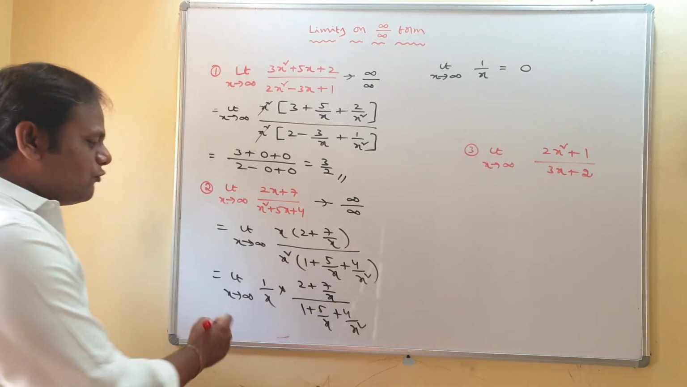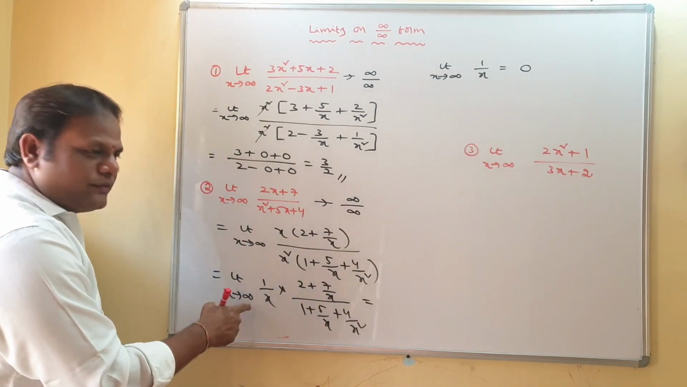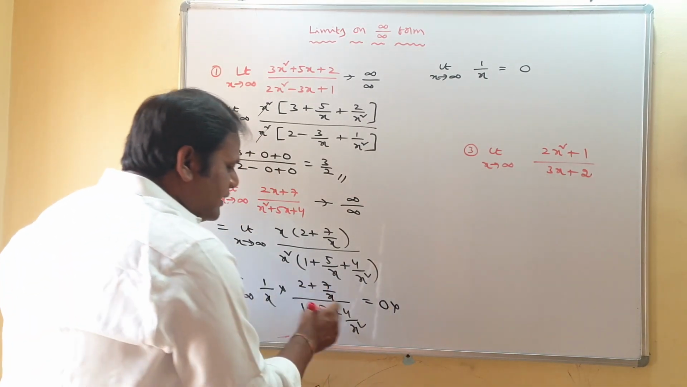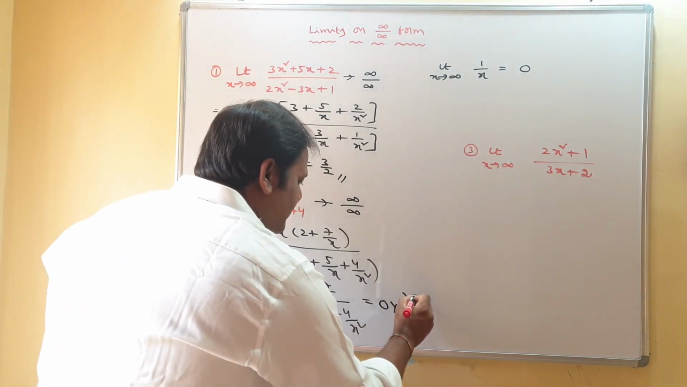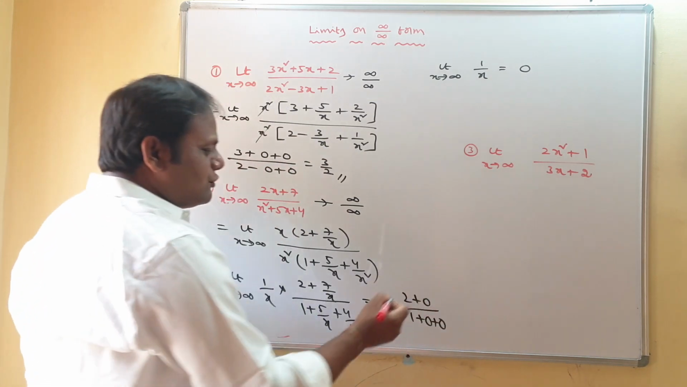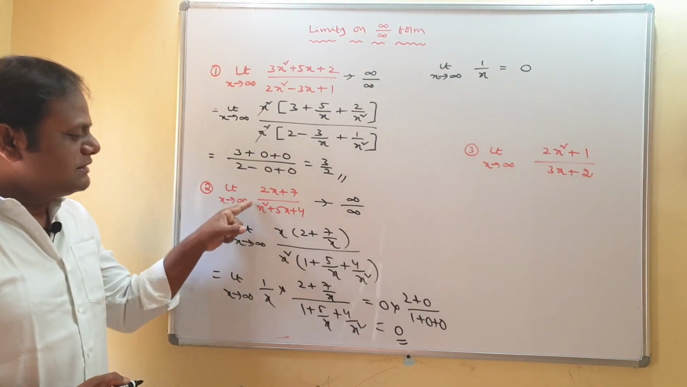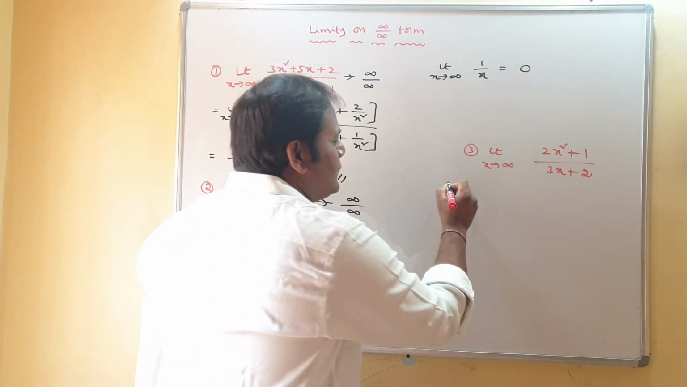Now you take limit x approaches infinity. So limit x tends to infinity, 1 by x becomes what? 0. So 0 into, here is it a bounded value? Yes, it is a bounded value. It becomes 2 plus 0 by 1 plus 0 plus 0. So 0 into a bounded value. What is the answer? So the answer to this is 0. Coming to this problem.